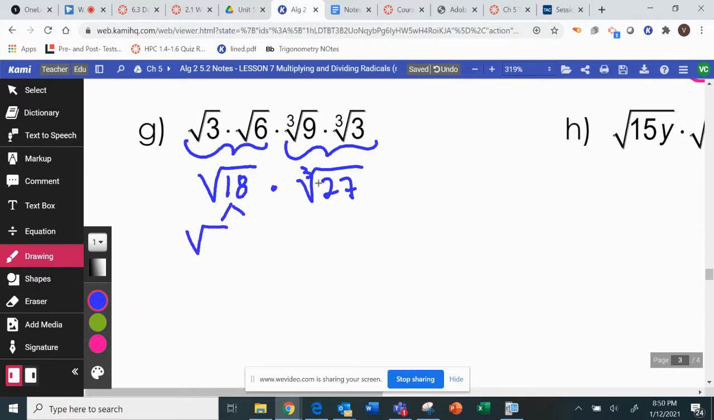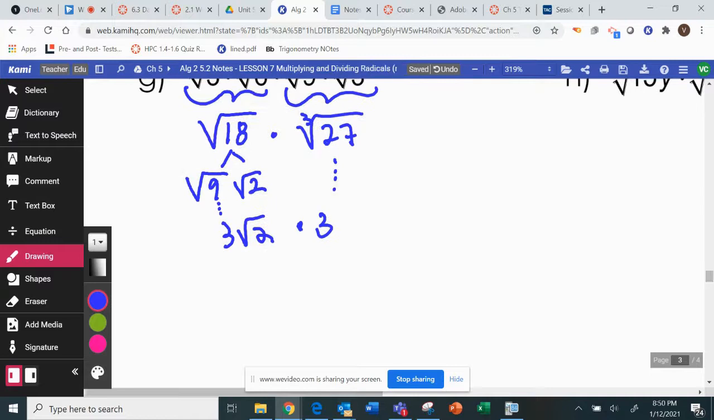See, square root of 18 can be square root of 9 and square root of 2, which is 3 square root 2. The cube root of 27 is a perfect cube, which becomes 3. Now that both 3's are outside numbers, we can multiply them together. 9 square root 2 is our final answer.